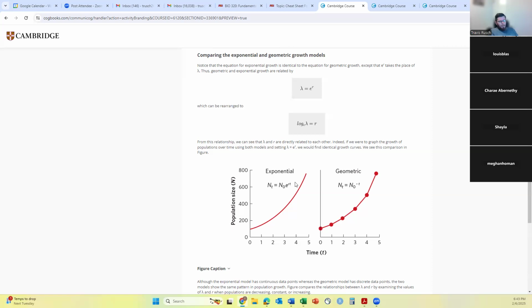What about something like resources in the environment? Unlimited in exponential, yeah, and they're pretty much unlimited in geometric too, right? It assumes that there's no limitation because, as we'll see with the logistic growth very quickly, there's something in that equation that accounts for limitations in the environment.